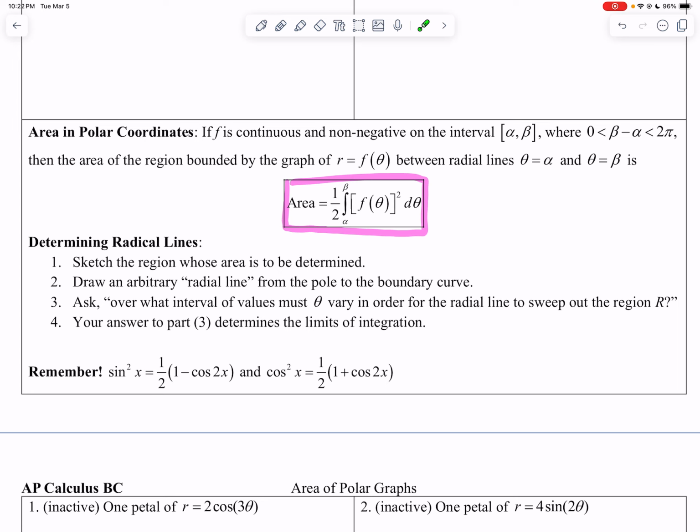Now, that should say not radical, but radial. That's funny.